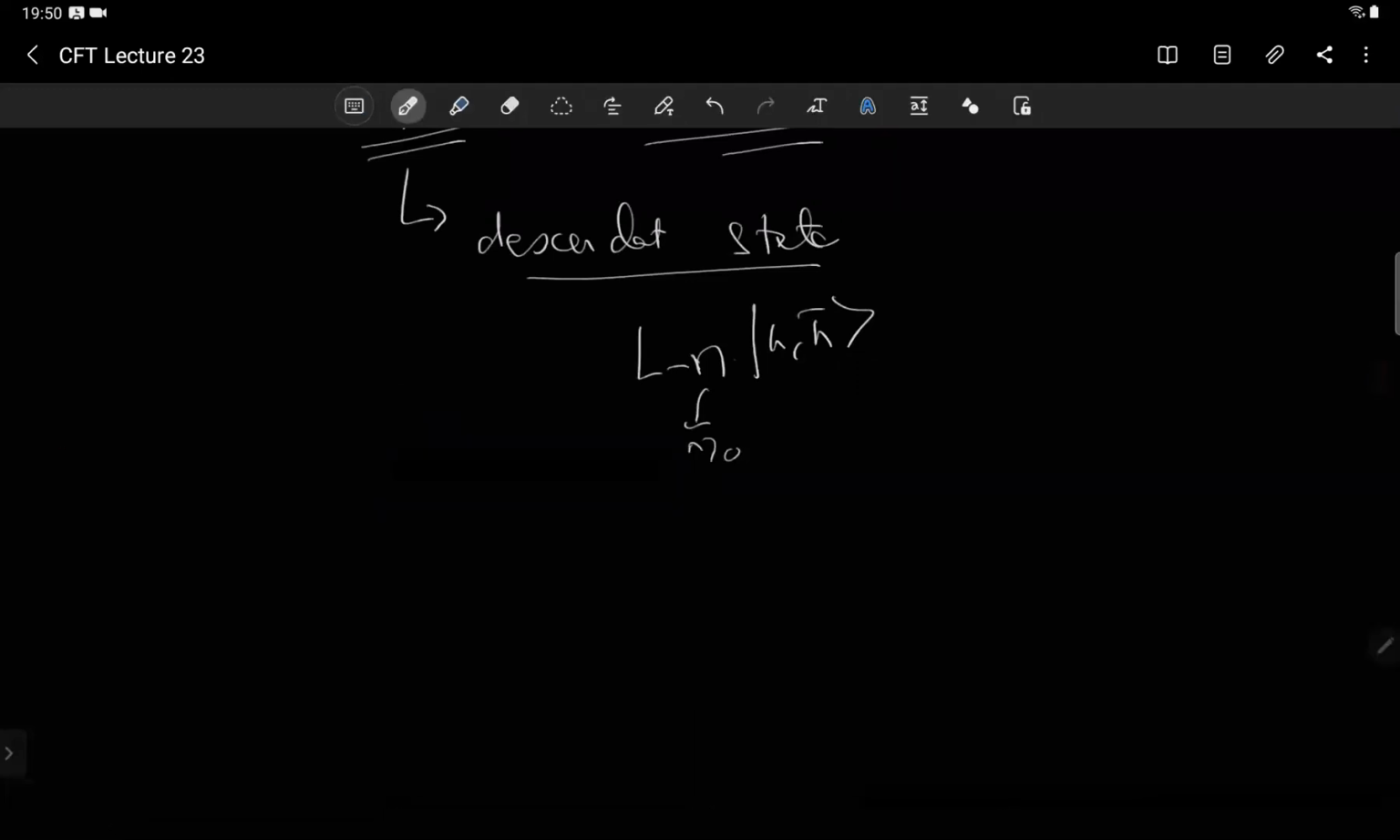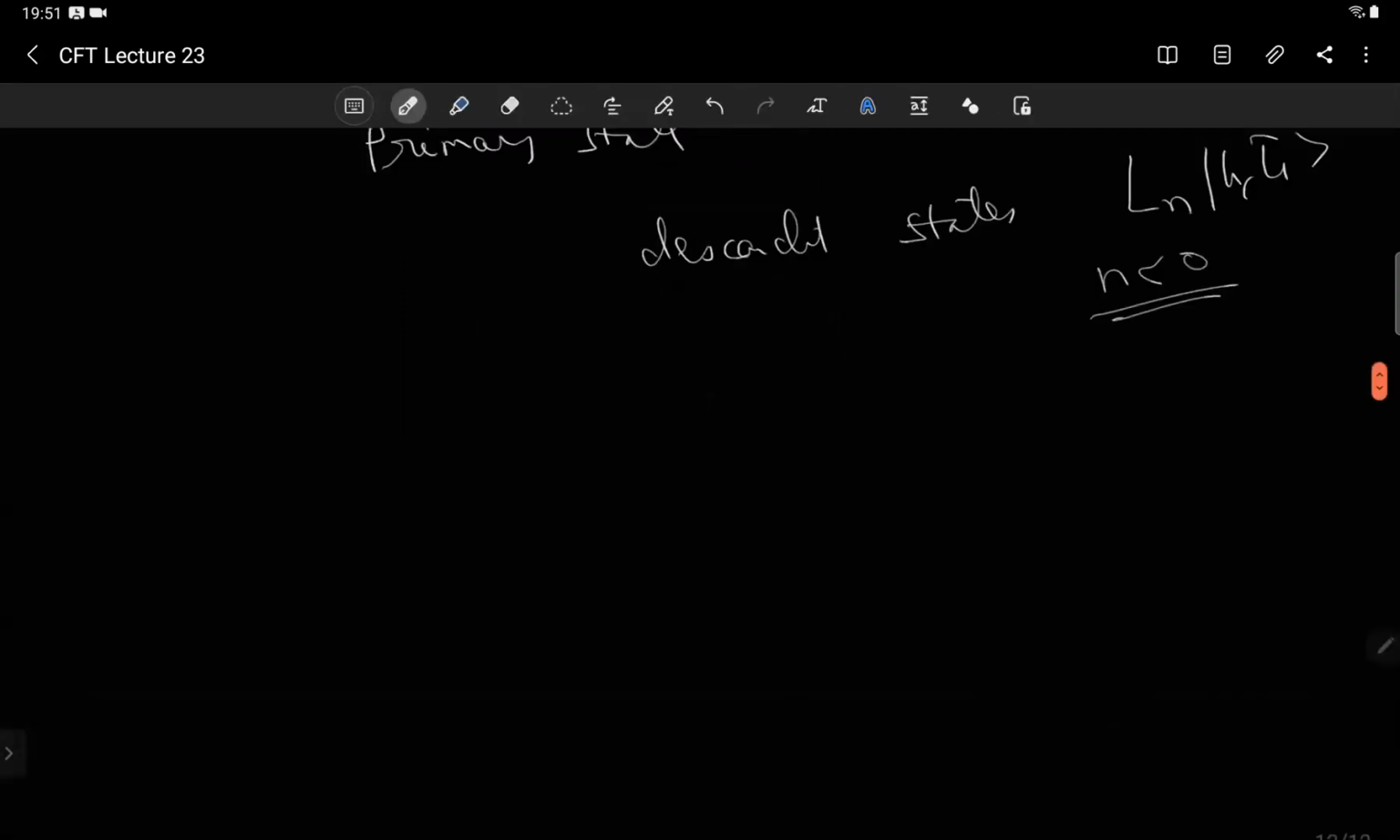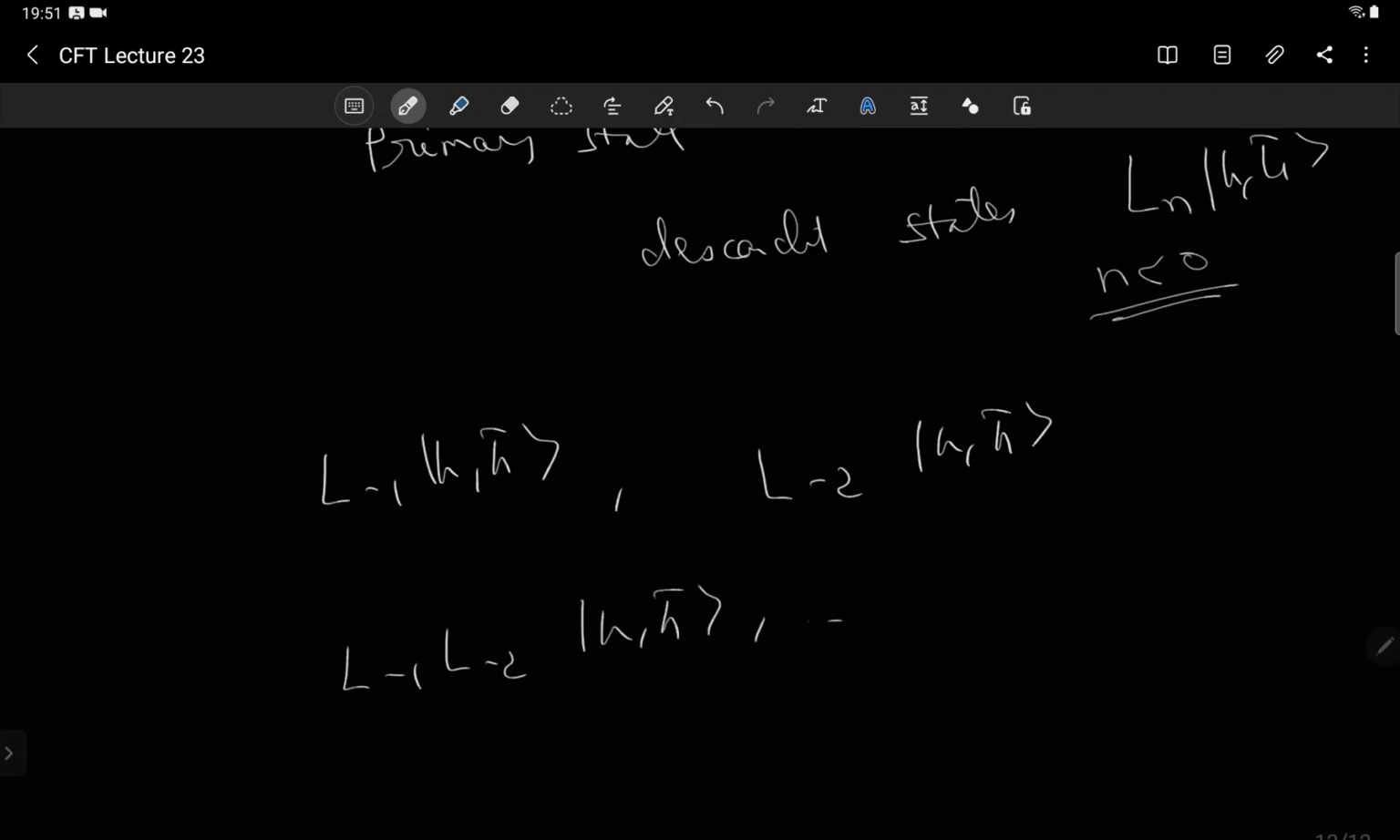So we have states of the type primary state, which is this HH bar state, and then you have the descendant states. What are the descendant states? These are states obtained by acting with L_n on HH bar, where n is less than 0. So you can have states like L minus 1 acting on HH bar, L minus 2 acting on HH bar, L minus 1 L minus 2 acting on HH bar, and so on. All of these are descendant states.